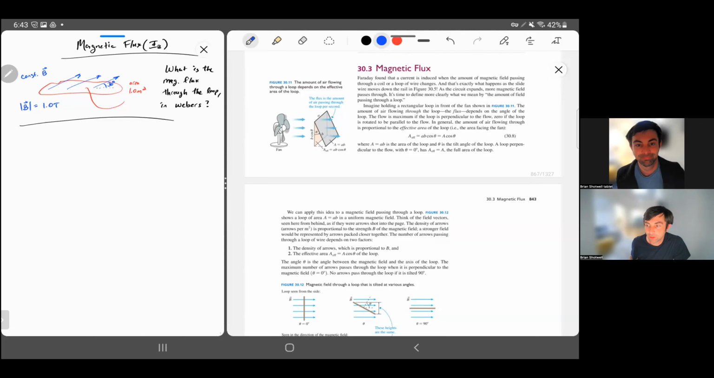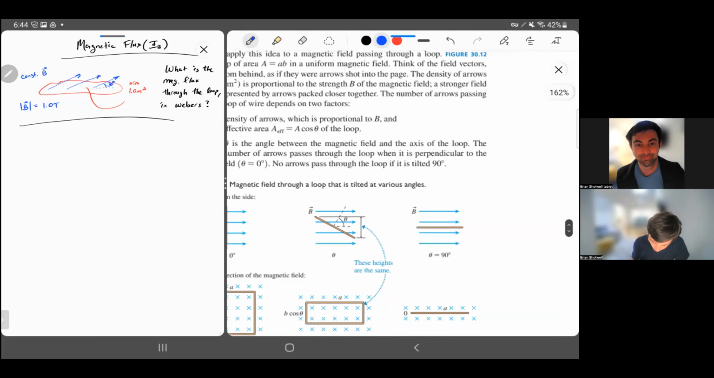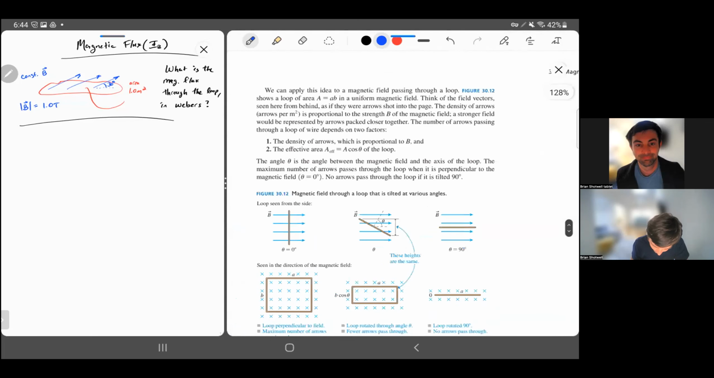So we did something very similar back when we talked about Gauss's law. Right before Gauss's law, we talked about electric flux. And the definition here is going to be very, very similar. So we want a definition that keeps track of how much.